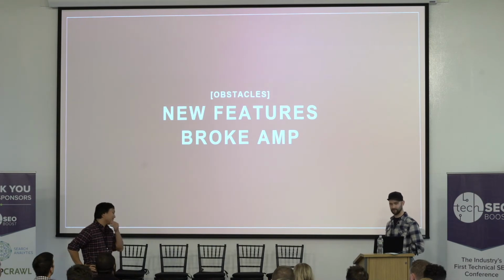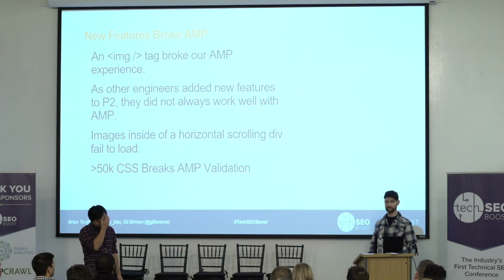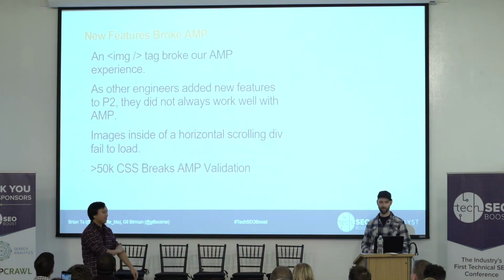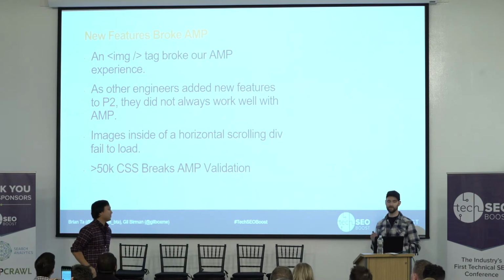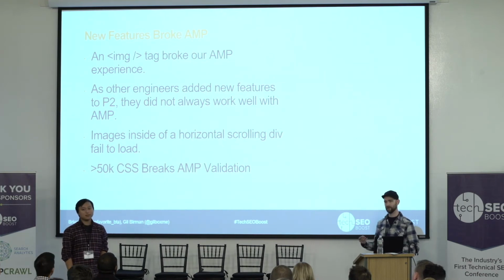Okay, so another obstacle is that new features would break AMP. Here's a list of some things that we ran into, and there's a lot of ways to break AMP. One way is you introduce a single image tag into your page, that will break AMP validation. Going down to the bottom, if you add features to your page and the amount of CSS totals more than 50 kilobytes, that will also break AMP validation.